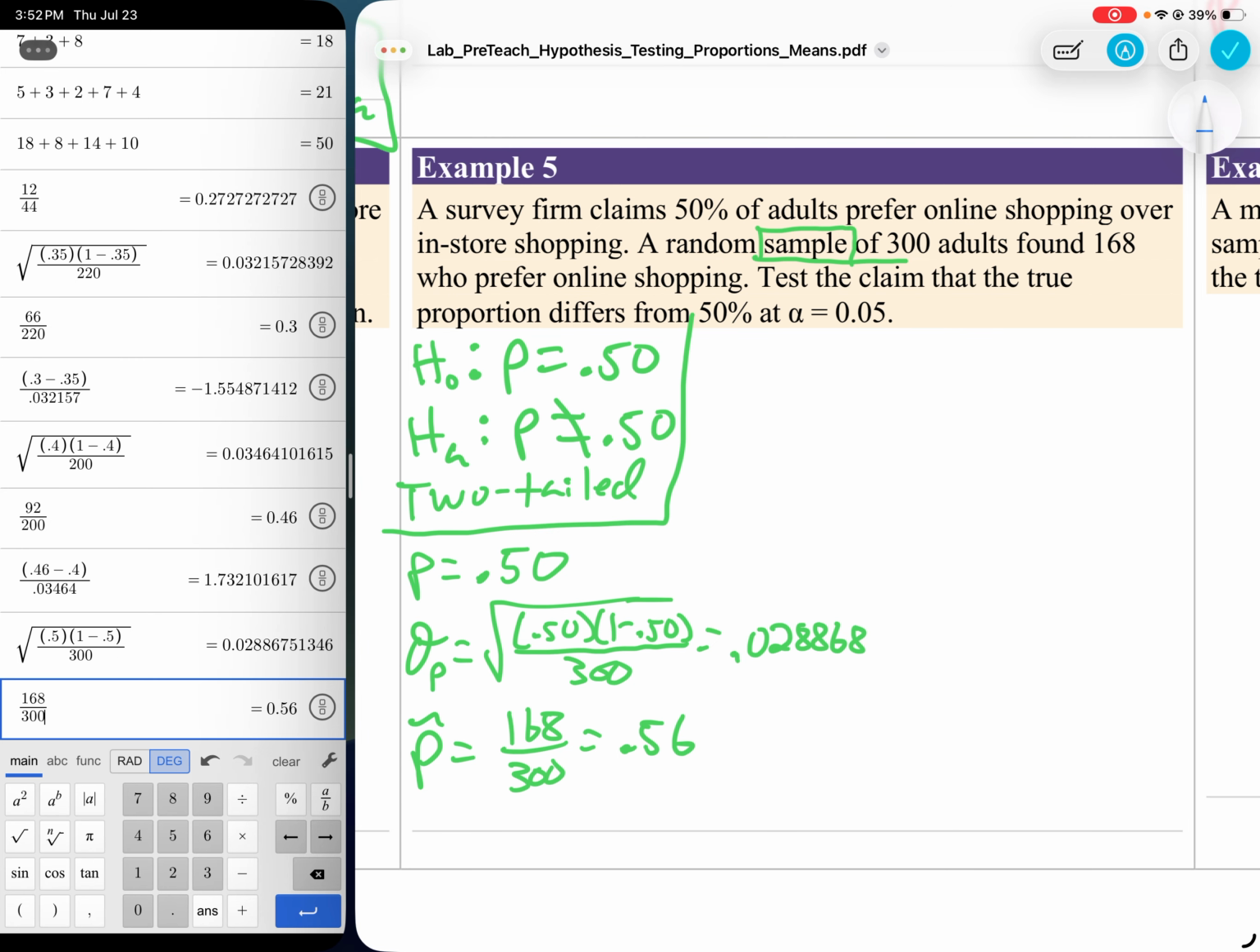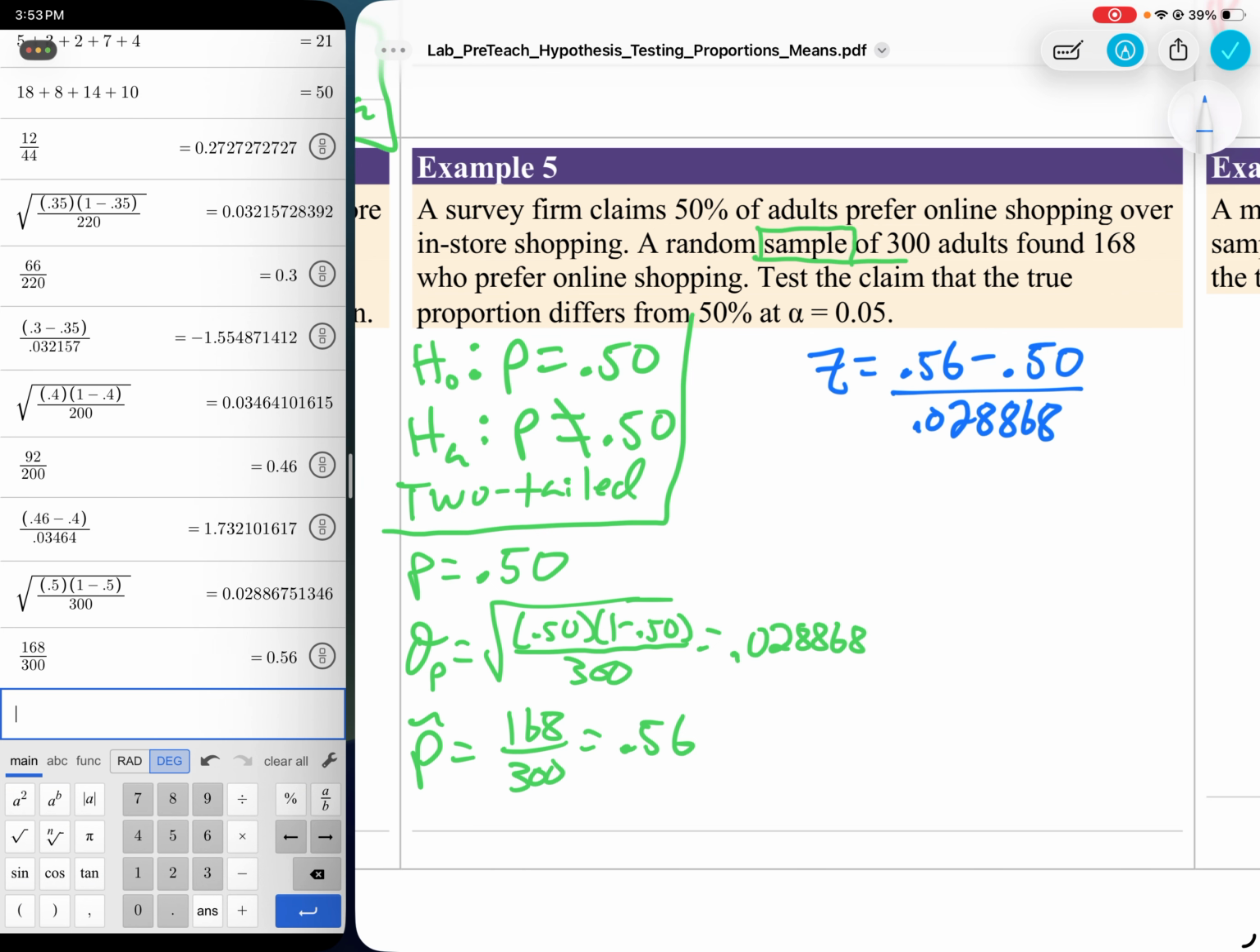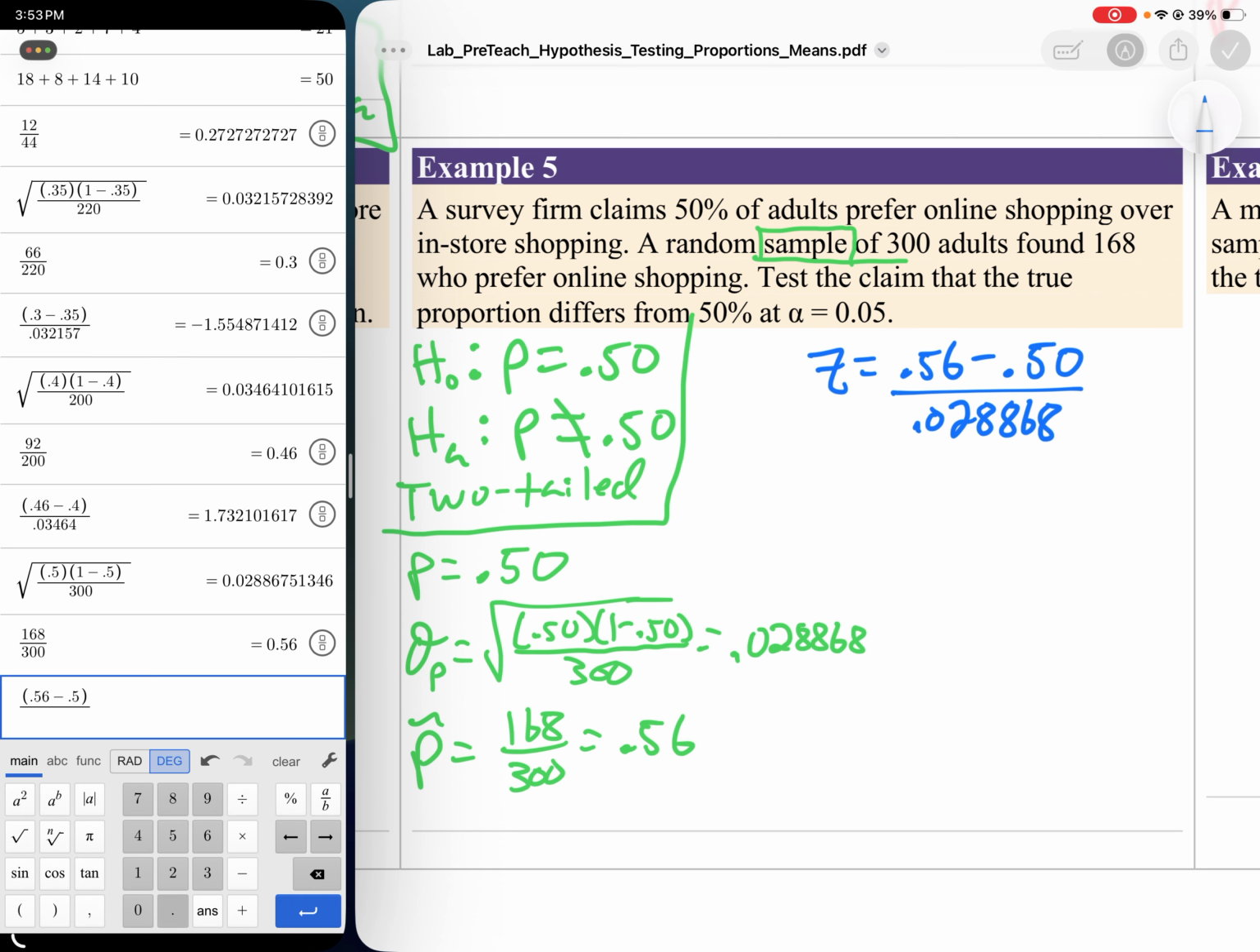So to get our z-score, we're going to take p-hat minus what we think is true of the population proportion, the null hypothesis of 0.5, divided by that standard deviation we calculated. 0.56 minus 0.5 divided by 0.028868. We will get a z-score of 2.0784. Now, this is a two-tailed test.